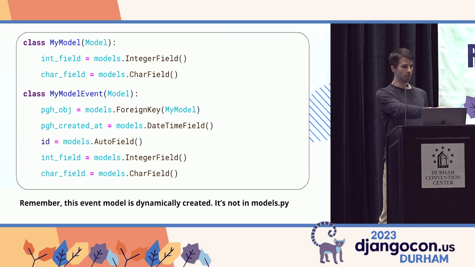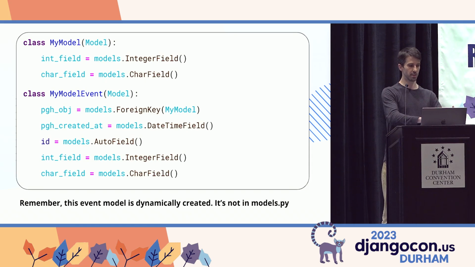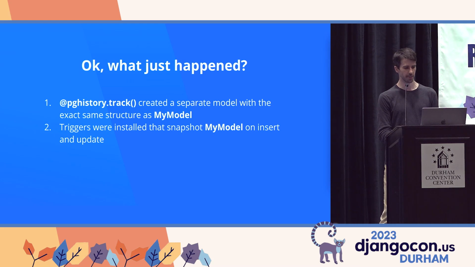If you go update my model, if you go add a new field, if you change the char field to have a different max length, all that stuff is reflected in your event model. They are both migrated whenever you change that original model. So all this stuff can be overridden and configured. I'm just talking about the default behavior here of PG History.